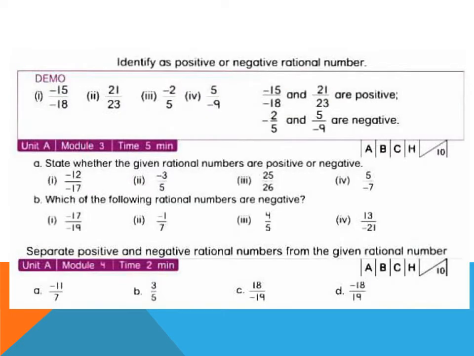So in module number 3 and 4 you have to identify the positive and negative rational numbers. This is very simple. Pause the video, go through the demo and try these problems yourself. All you have to do is find out which rational number is positive and which is negative. Now I am showing you the answers.